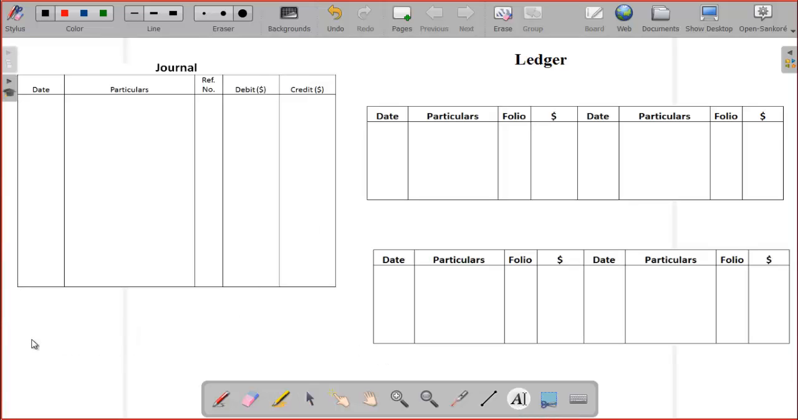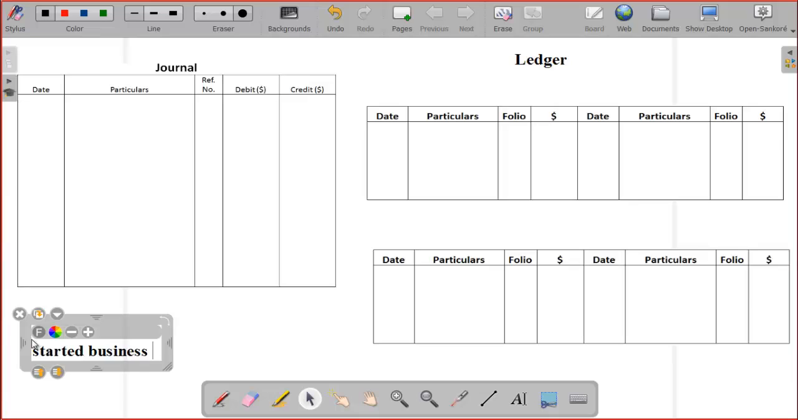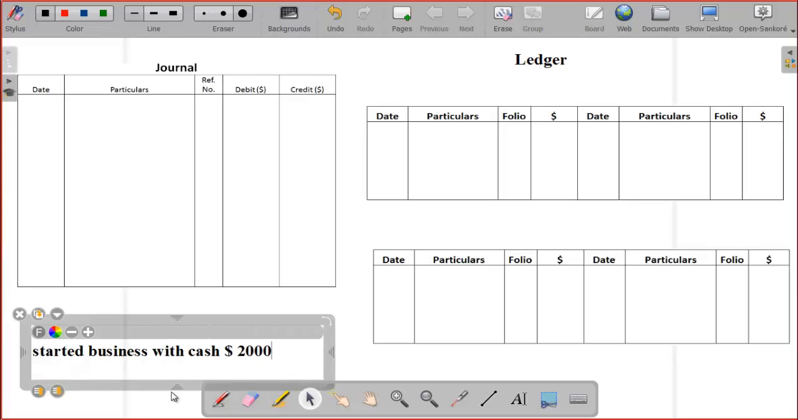So see, again I am going to revise the first transaction for you. Our first transaction is which one? Started business with cash, dollar 200. This is the transaction, or not dollar 200, dollar 2000. Okay, so this is the transaction.